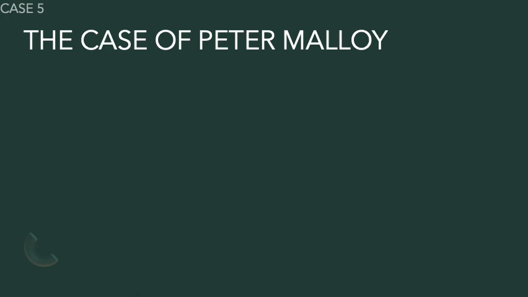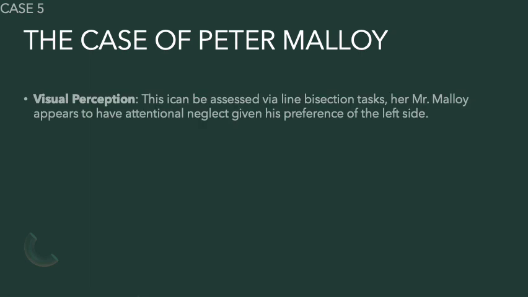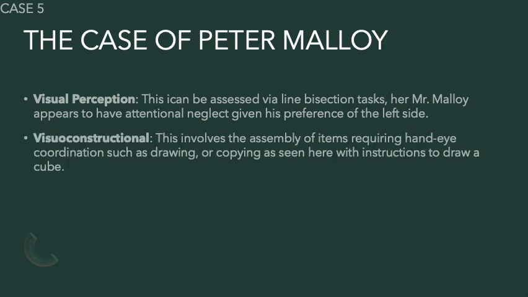Mr. Malloy appears to have difficulties with visual perception. This can be assessed via line bisection tasks. Here, Mr. Malloy appears to have attentional neglect given his preference of the left side. Visual constructional, this involves the assembly of items requiring hand-eye coordination, such as drawing or copying, as seen here, with instructions to draw a cube, which was done quite poorly.